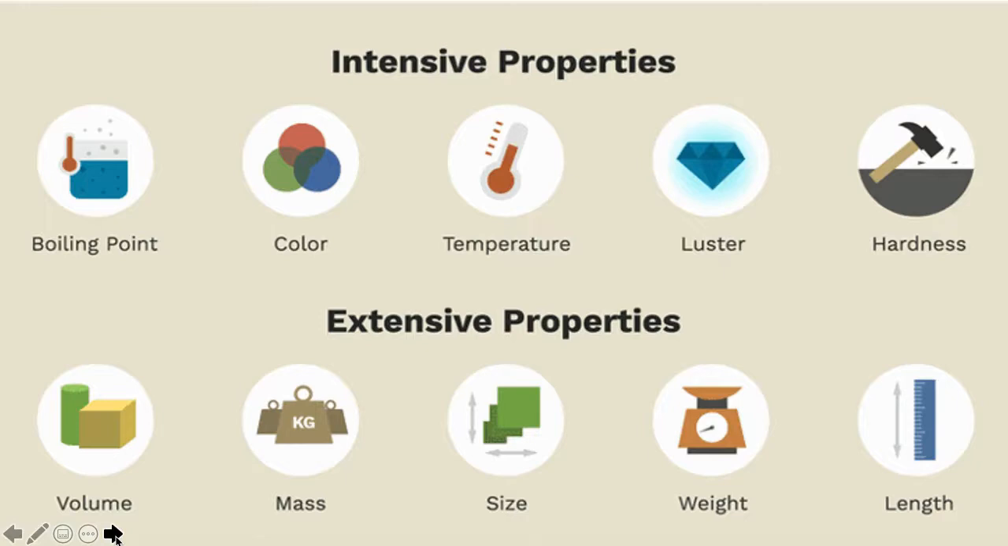Here are some more. And we've mentioned some of these. How hard something is. Luster, is it shiny? We've mentioned color. What color is it? We've mentioned boiling point and melting point. Anything you measure is a physical property. So we can measure temperature, we can measure length, weight, size, mass, or volume. All of those are going to be physical properties we use to describe it.